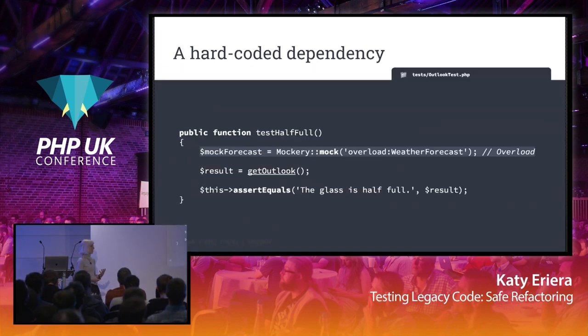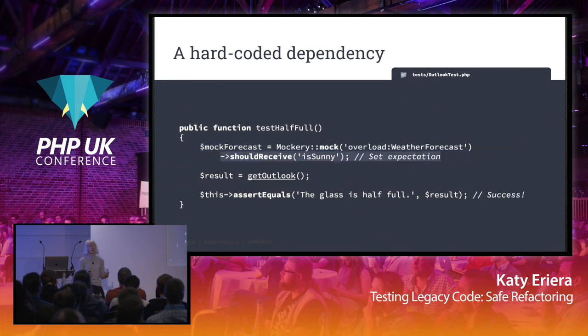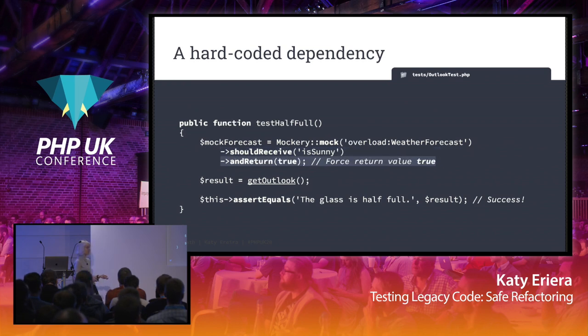So here's Mockery coming in. We're going to use overload WeatherForecast. You can use the magic colon class thing in this. You don't have to type out the fully qualified name because it's an intercept rather than a creation of a class. We're going to say that at some point it should receive a call to isSunny, and when it does, it should return true. And in that case, our glass should be half full. Great, that works. And again, the other way around, if we want to test the other branch, we're going to say, oh, it's going to return false, and our glass is half empty.